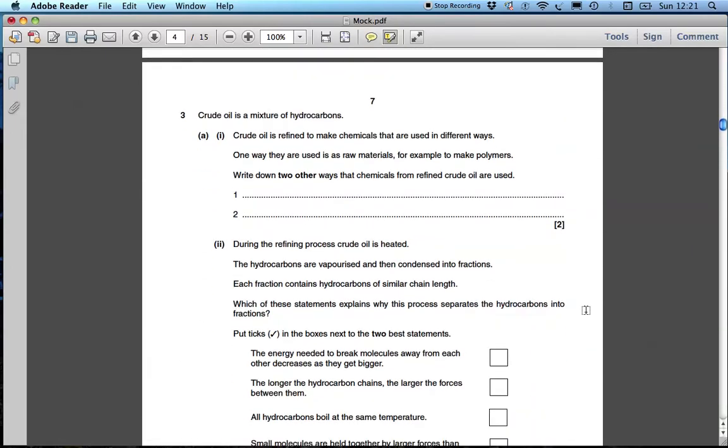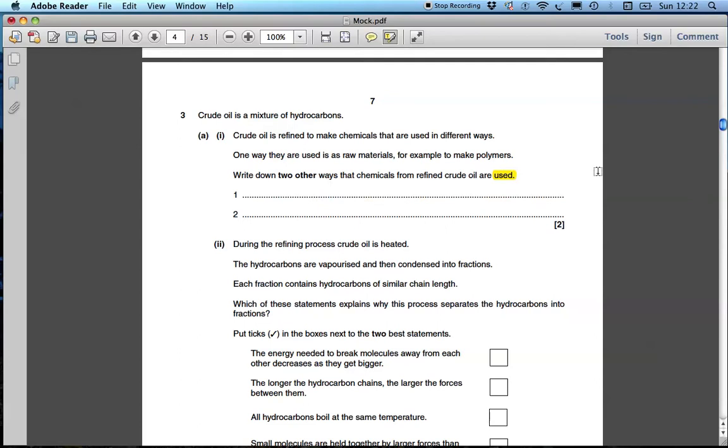So in this question you were asked for 2 ways that chemicals from refined crude oil are used, and that last word is the important word here. How is it used? A lot of you gave specific examples, so you would have said petrol or bitumen or diesel or plastic, but that is not saying how they are being used. It's telling you the name of the product that you're given.